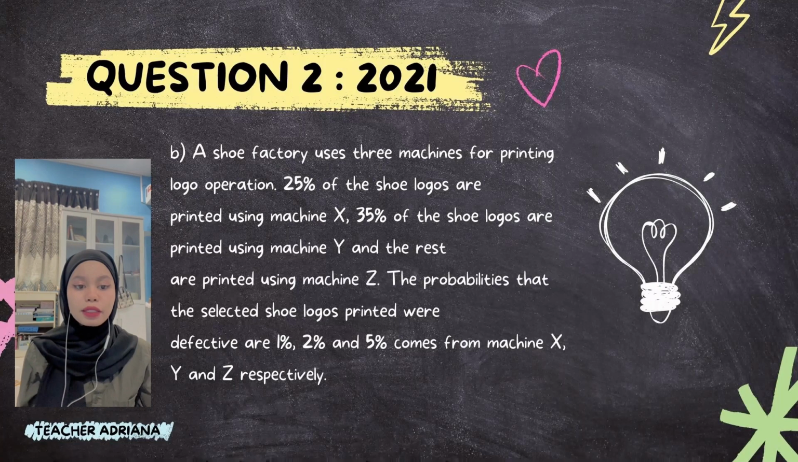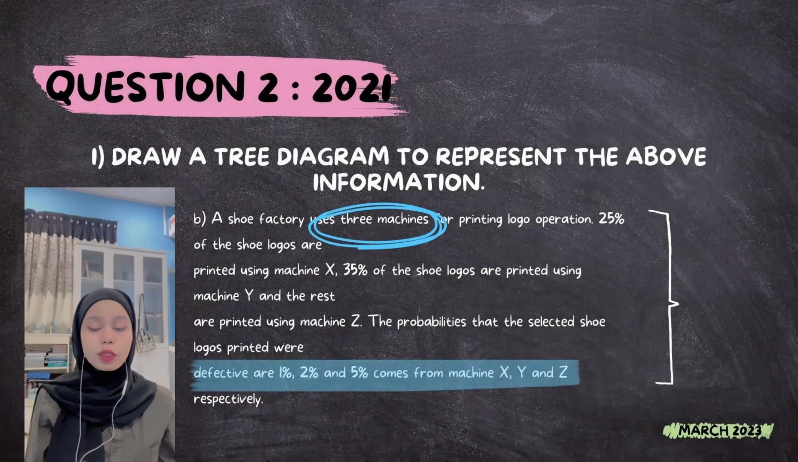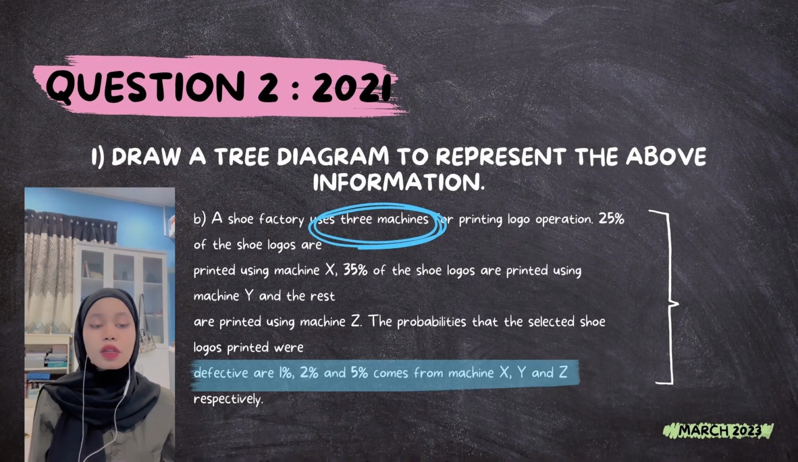So, in this question, first we need to identify the keywords. There are 3 machines, and each machine has a different probability of producing a defective logo, with machine X having a 1% chance, machine Y a 2% chance, and machine Z a 5% chance. To visually represent this information, they ask us to use a tree diagram which shows the paths and probabilities for selecting a machine.